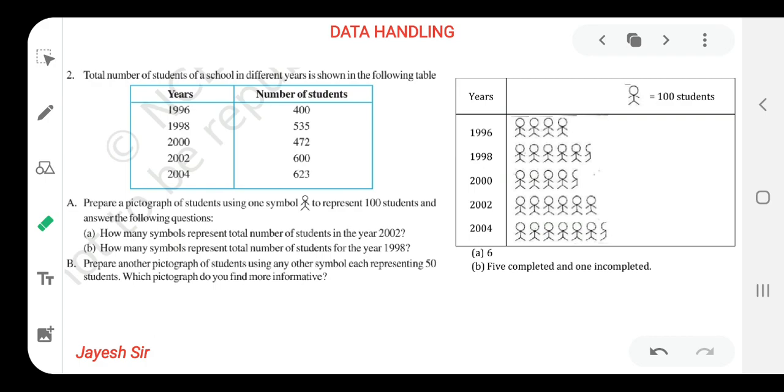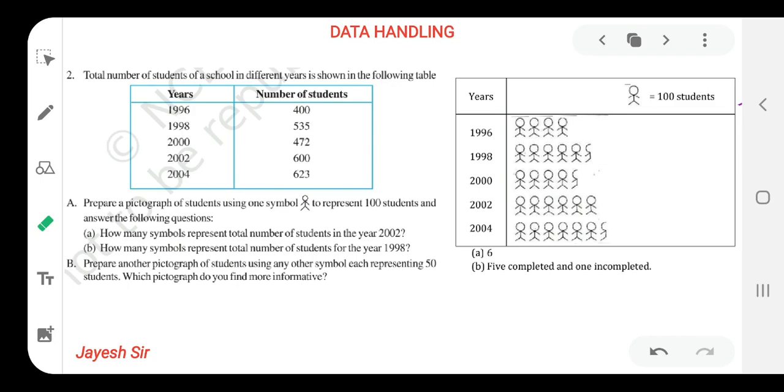Now what is question A? Prepare a pictograph of students using one symbol to represent 100 students. In this way we have to prepare the pictograph. So the numbers we will divide by 100. Why by 100? Because in the question it is given that one symbol represents 100. In the previous sum it was 10, so we divided by 10, and here it is 100, so we'll divide by 100.